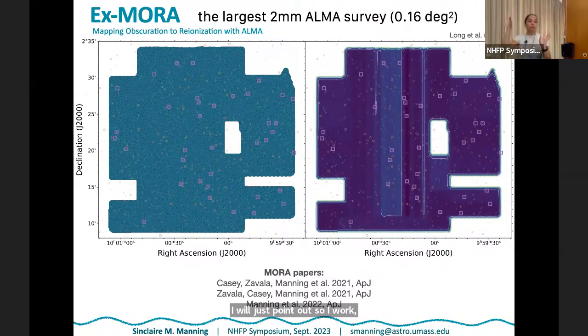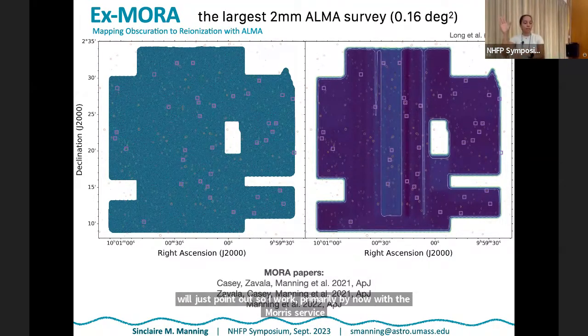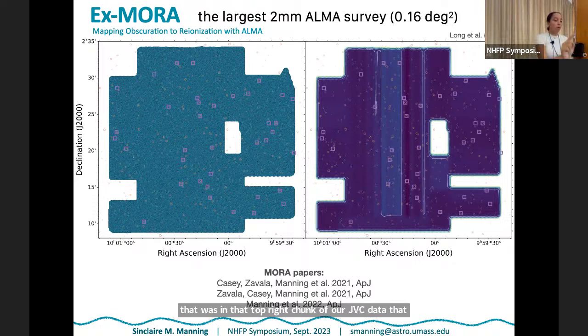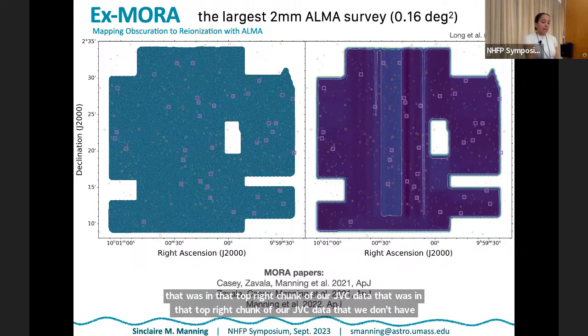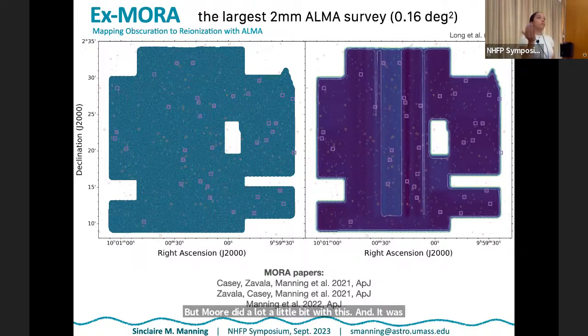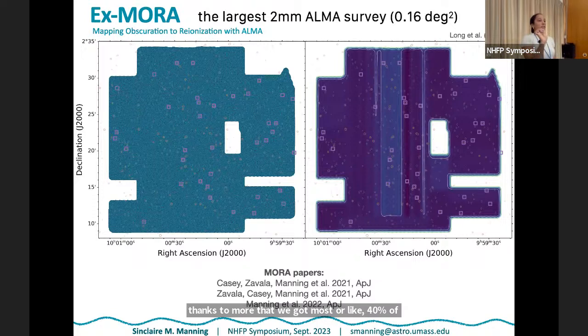So this is Mapping Obscuration to Reionization with ALMA. This is our 2 millimeter survey that was in that top right chunk of our JWST data that we don't have full coverage for. But MORA did overlap a little bit with this. And it was thanks to MORA that we got most, or like 40%, of the millimeter high resolution counterparts, and without this MORA data we would not have been able to do our SCUBA-2 sample basically.